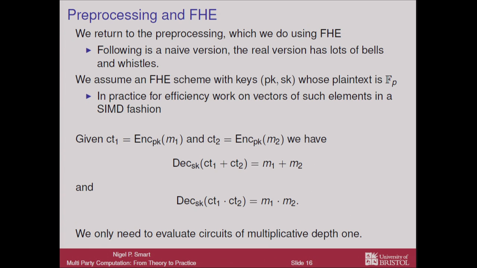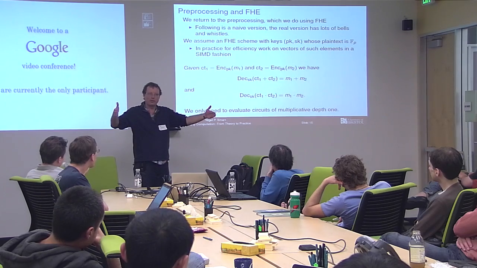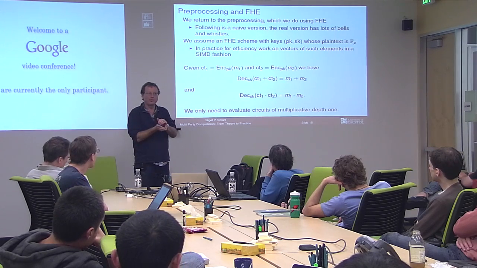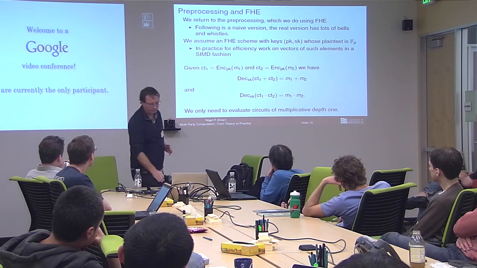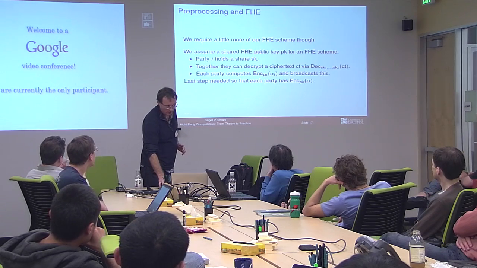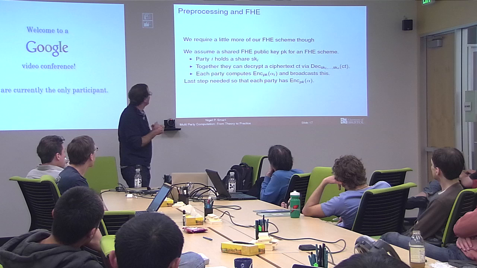Now, the reason why our use of fully homomorphic encryption is going to be efficient is that we're not going to use fully homomorphic encryption. We're only going to be evaluating circuits using a homomorphic encryption scheme which have multiplicative depth 1. In other words, we allow as many additions as we want, but we only allow a single multiplication. Okay. So we're going to need a little bit more.